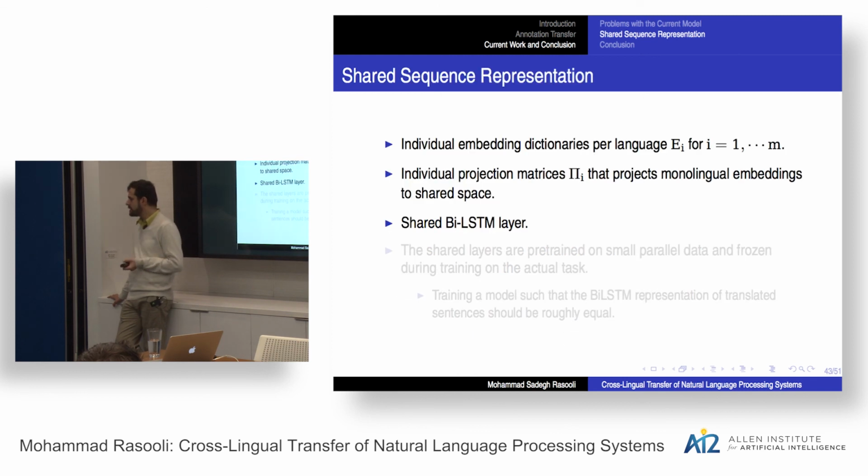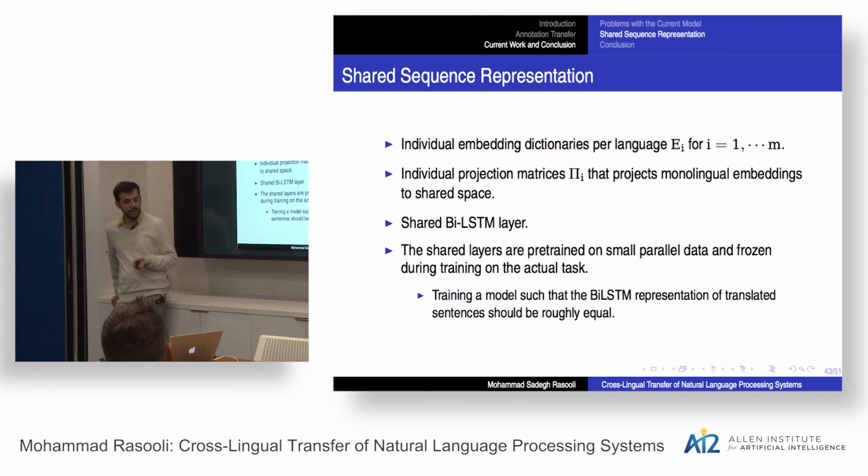What I'm thinking now is that instead of doing all this fancy cross-lingual stuff, what if I had a biLSTM model that is trained on some translation data such that sentences with the same meaning have the same final representations by the biLSTM? So here I'm thinking about having individual word embedding dictionaries for languages 1 to M, and we do a linear projection to a shared space during training, and after projection, we feed them to a biLSTM, and we hope that this biLSTM representation is the same for all languages.